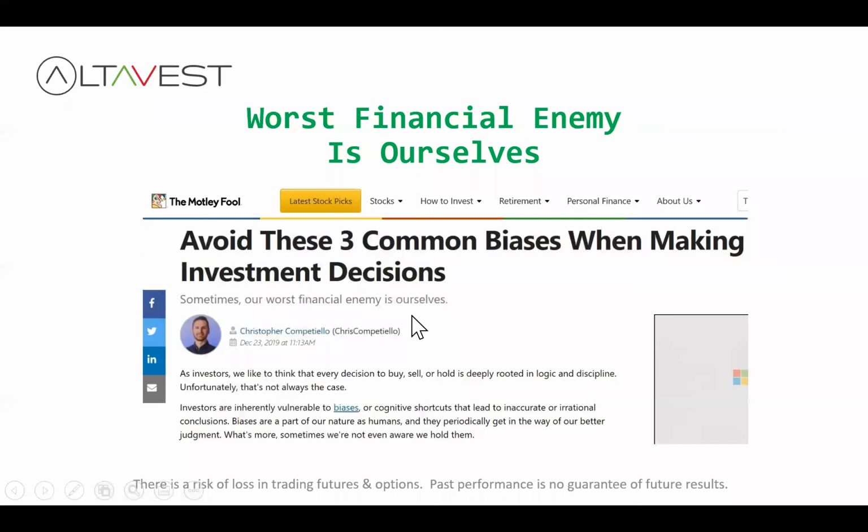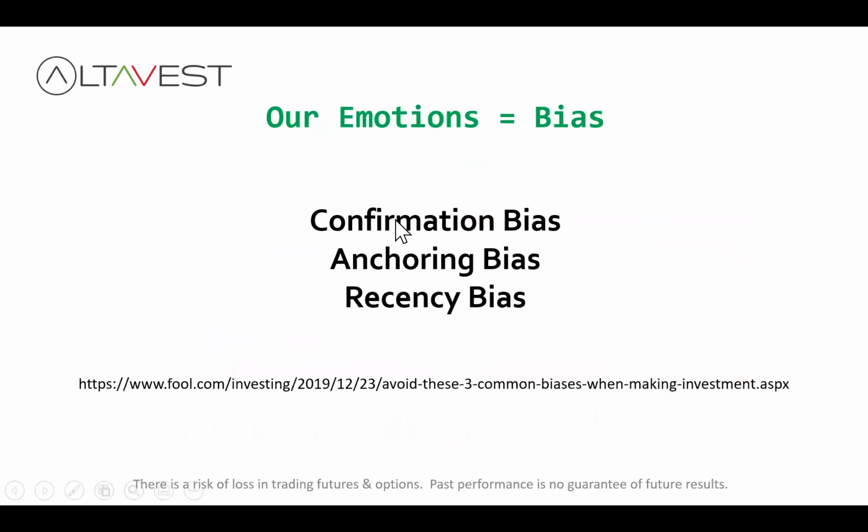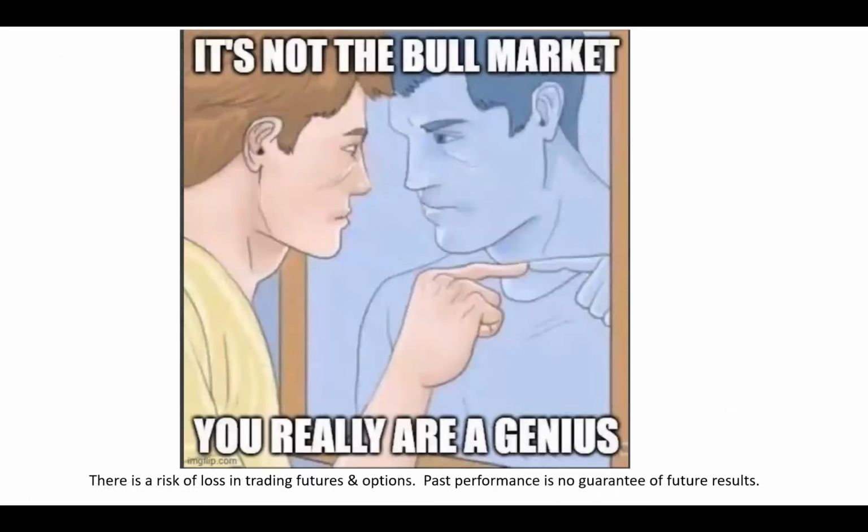But Motley Fool sums it up nicely. The worst financial enemy is us, oftentimes. And there are 3 common biases. I'm not going to go into the details, but I just list them: confirmation, anchoring, and recency bias. I think we have an idea of what this means, but I think this one image next really summarizes it best. So that's when you look in the mirror and tell yourself you're a genius in the midst of perhaps one of the greatest bull markets ever.